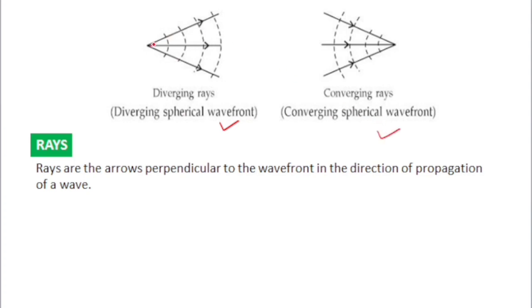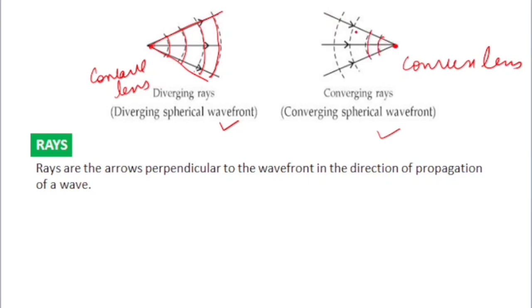Suppose the rays are diverging from this point, and when rays diverge, which type of lens do we use? Yes, concave lens. In case of concave lens, rays are diverging. So if you draw wavefront, in that case you get diverging spherical wavefront. If the rays converge at one point, in which case do rays converge at one point? Yes, convex lens. In this case we use convex lens. So the rays converge at one point, and a converging spherical wavefront is formed.